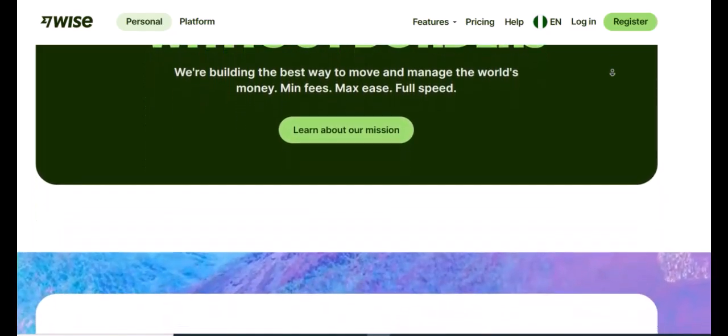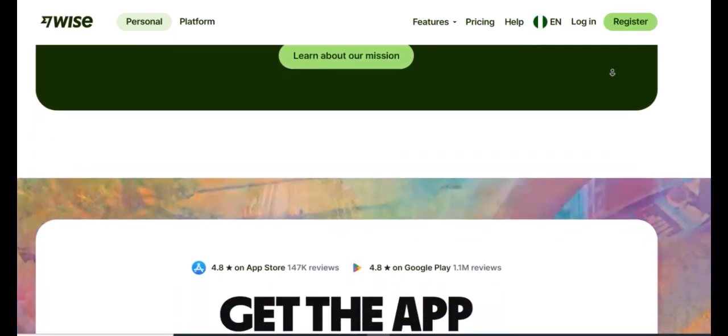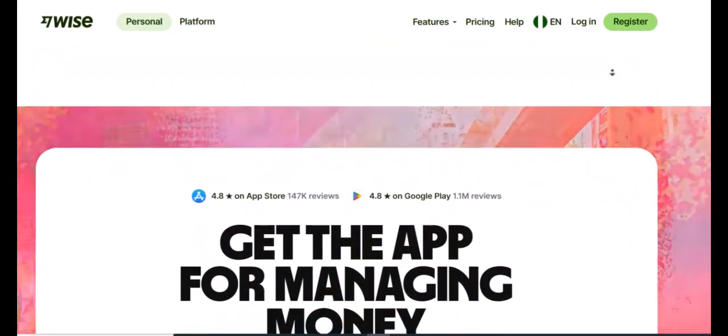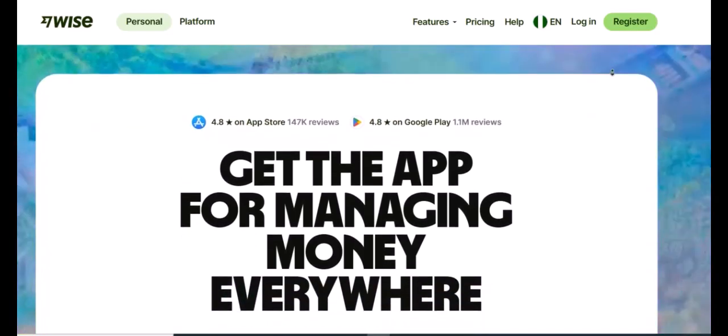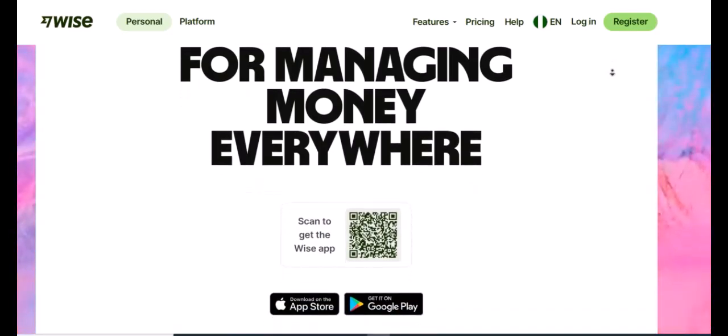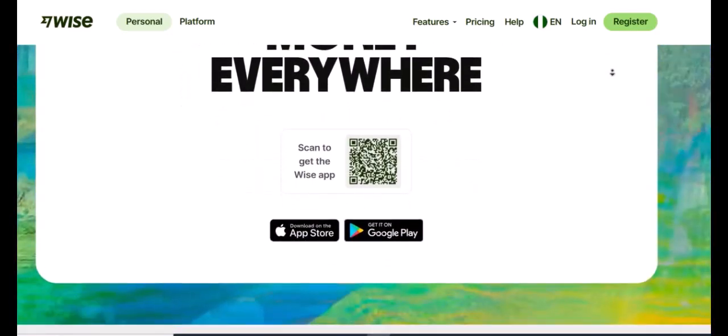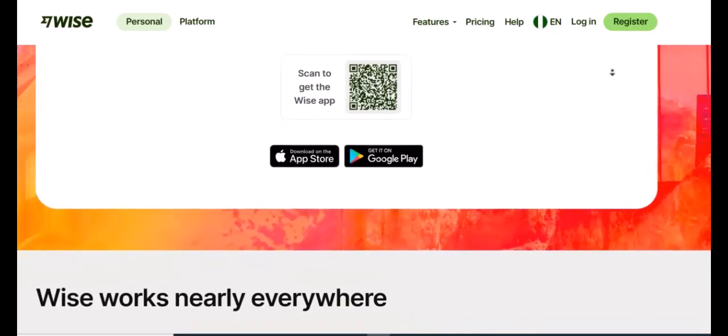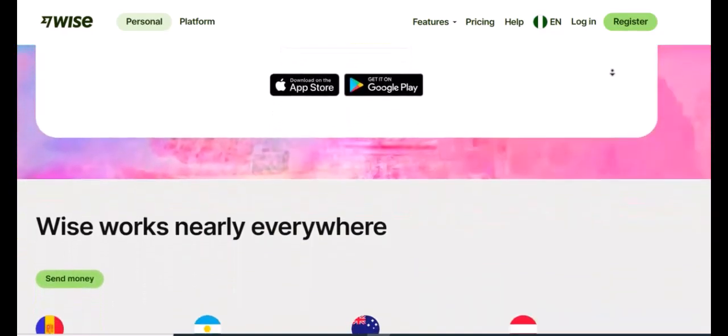Now, let's explore the primary ways to withdraw your funds from Wise. Method 1. Transferring to your bank account, most common. This is by far the most frequent and straightforward method for getting your money out of Wise. You can send funds from your Wise balance directly to a local bank account in your preferred currency.